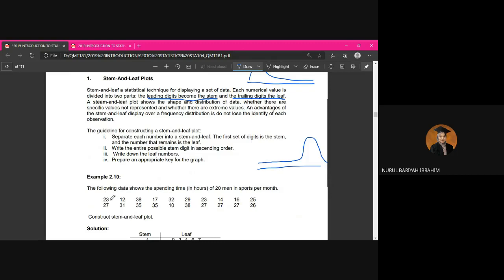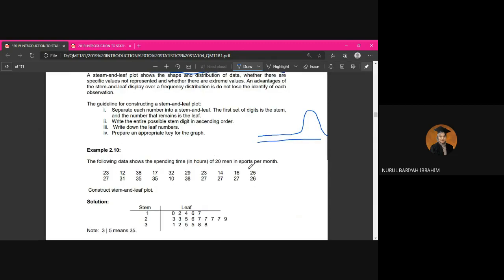Let's say the first observation is 23: 2 will be the leading digit, 3 will be the trailing digit. So we need to separate the number first into leading and trailing. Then write the entire possible stem digits in ascending order, sorting the first digits from the smallest number to the biggest number. Then write down the leaf numbers, also in ascending order. Then prepare an appropriate key for the graph.